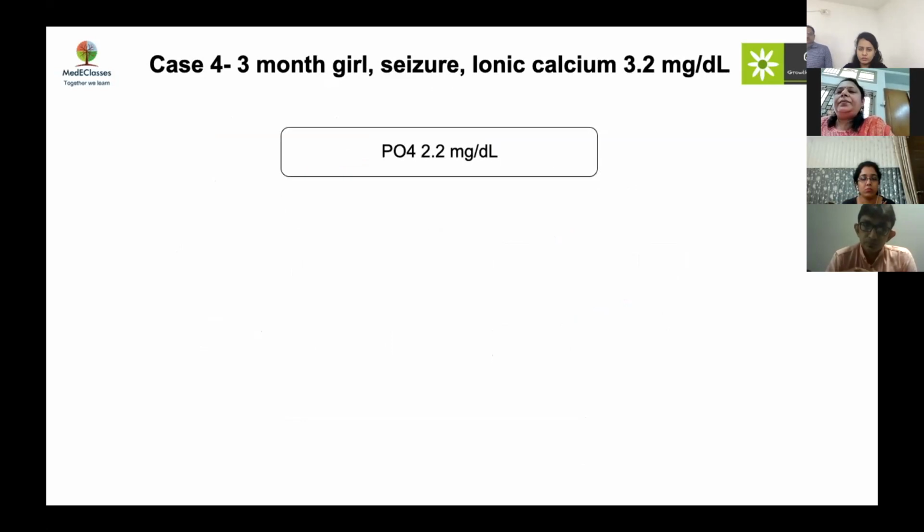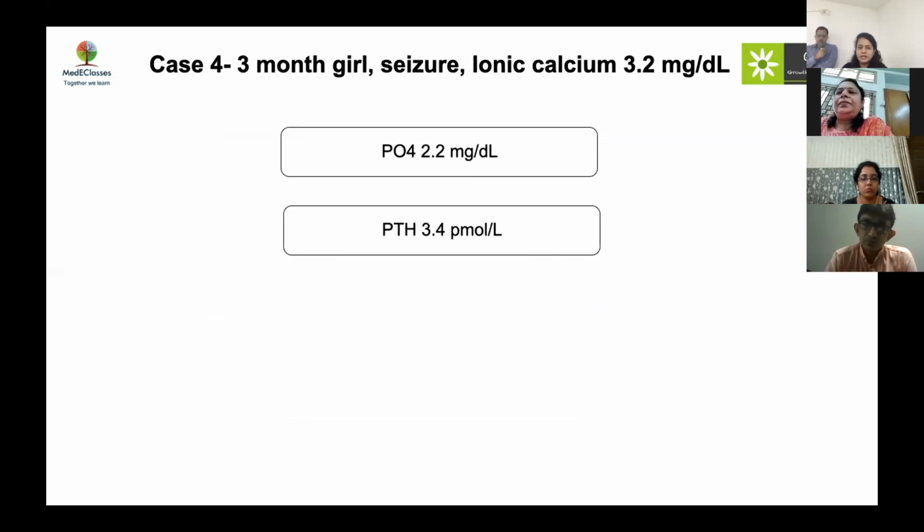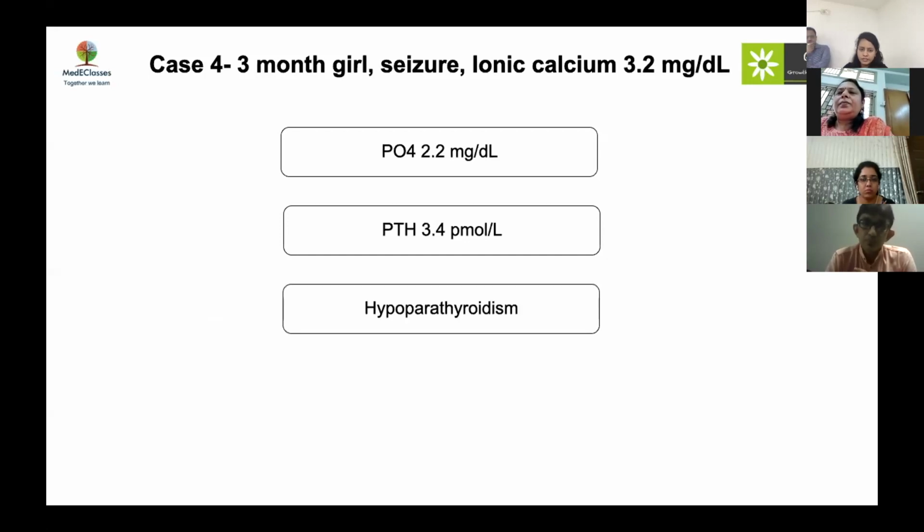Thank you. So the 3-month-old girl presented with seizure and ionic calcium of 3.2 milligram per deciliter, and phosphorus is also on the lower side, and PTH is also on the lower side. So low calcium, low phosphorus and low PTH. Based on this finding, she was diagnosed with hypoparathyroidism and referred to us for lifelong treatment of calcium and calcitriol. So Dr. Pradeep, do you agree with this diagnosis of hypoparathyroidism in this 3-month-old girl?